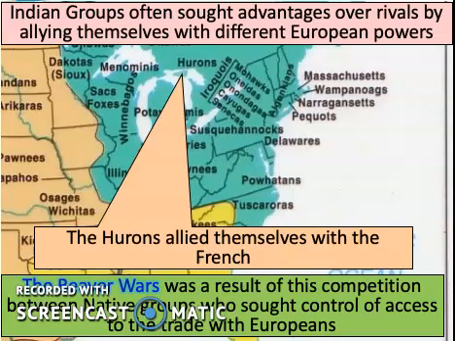And it was a result of these competitions between Native American groups who sought control and access to trade with Europeans. They're literally fighting over access to beavers. So they want access to those beaver pelts, which were then traded with Europeans for those manufactured goods. And so we see these Native Americans oftentimes in conflict with one another, and they're oftentimes armed by Europeans who are trading guns to the Native Americans.